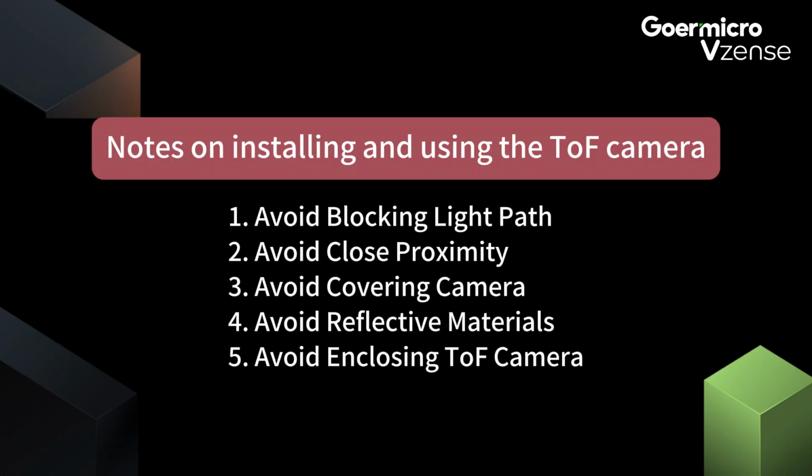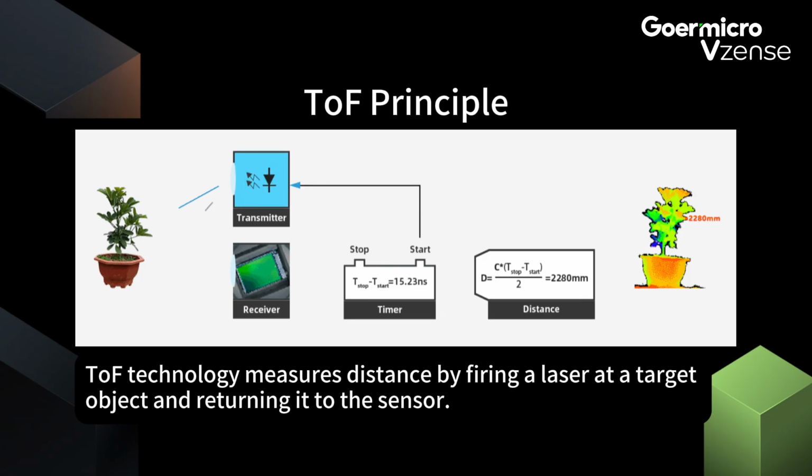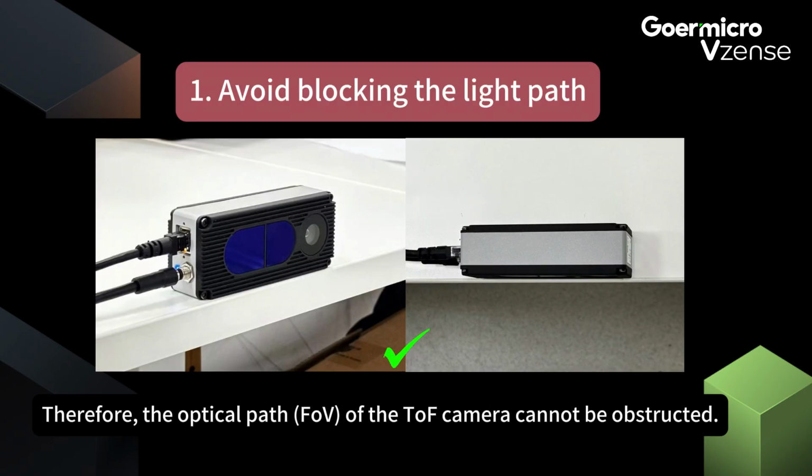There are 5 recurring issues to be aware of when installing and using a ToF camera, which I will now demonstrate one by one. ToF technology measures distance by firing a laser at a target object and returning it to the sensor. Therefore, the optical path of the ToF camera must not be obstructed.